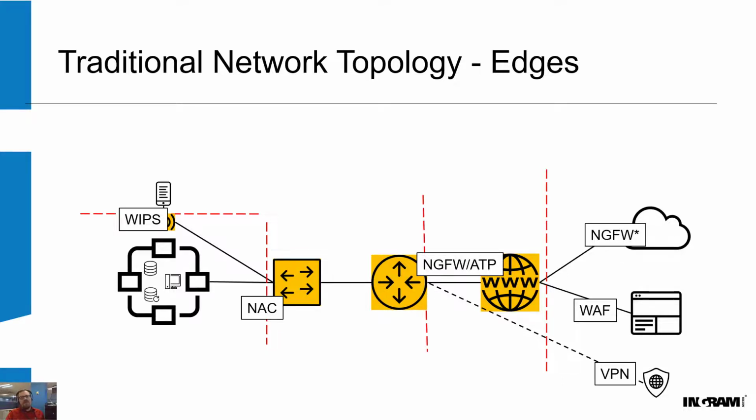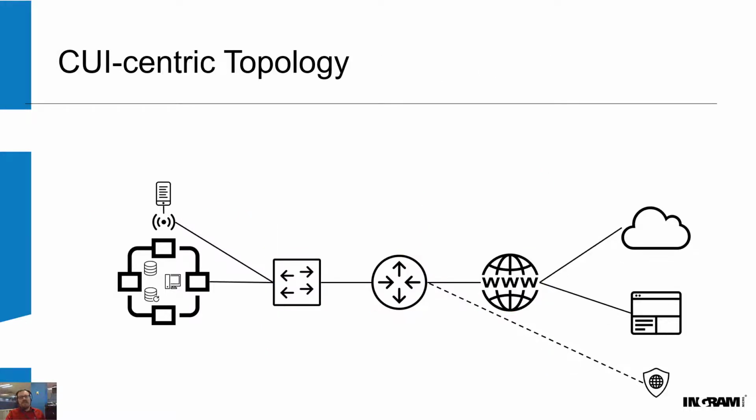And while that's a totally valid way to build a network, if we want to think about CUI-centric, we've got to think about the topology differently. So obviously this is the identical topology of stuff.